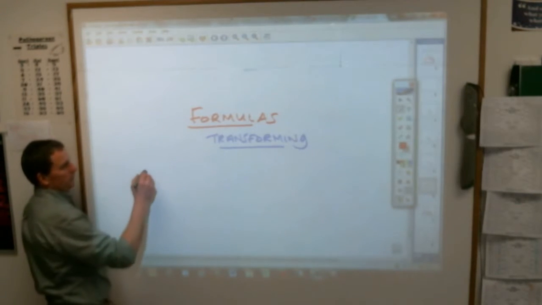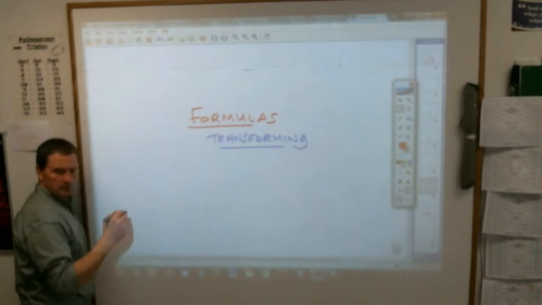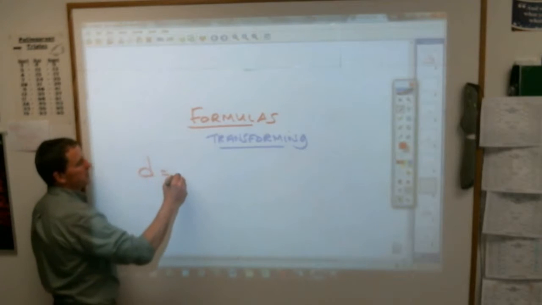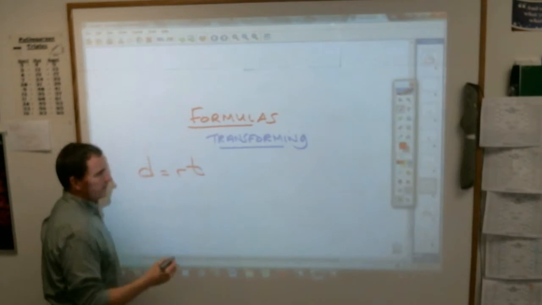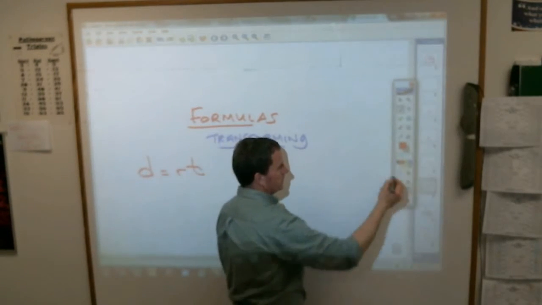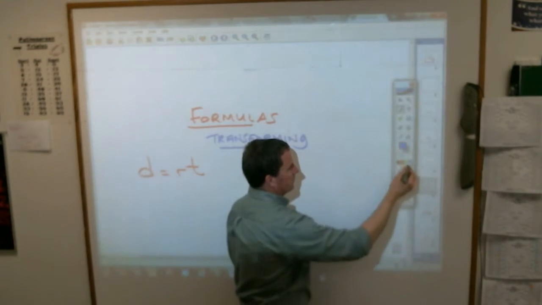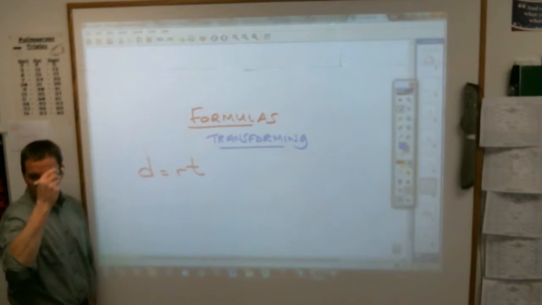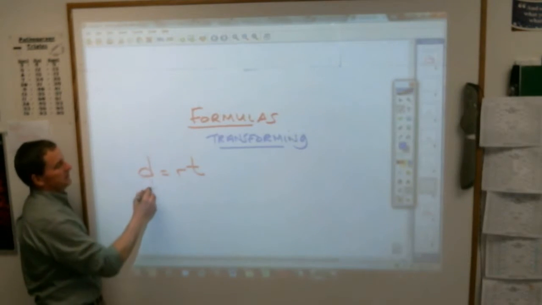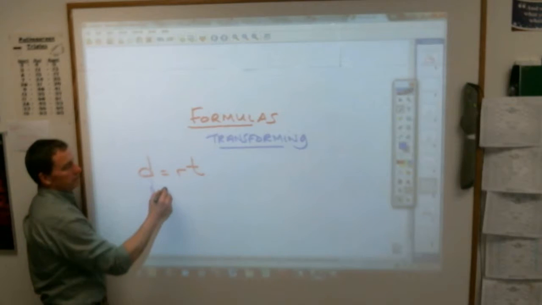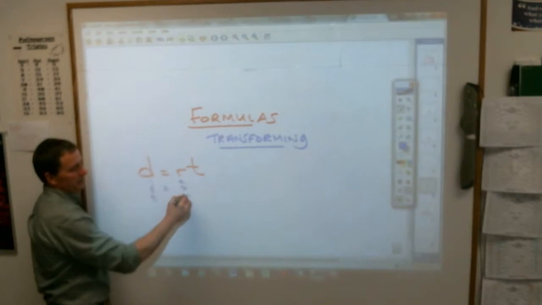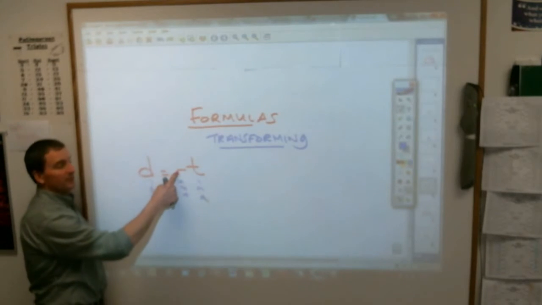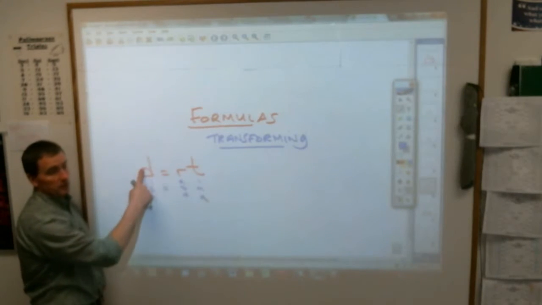Most of you know this little formula. Does anybody know what this stands for? D equals RT. Anybody know what that is? Formula for what? Karen Atkins. Yeah, the distance you go equals the rate you're traveling at times the time you're traveling. So if you're going 50 miles an hour for 2 hours, the distance you're going to go is 100.